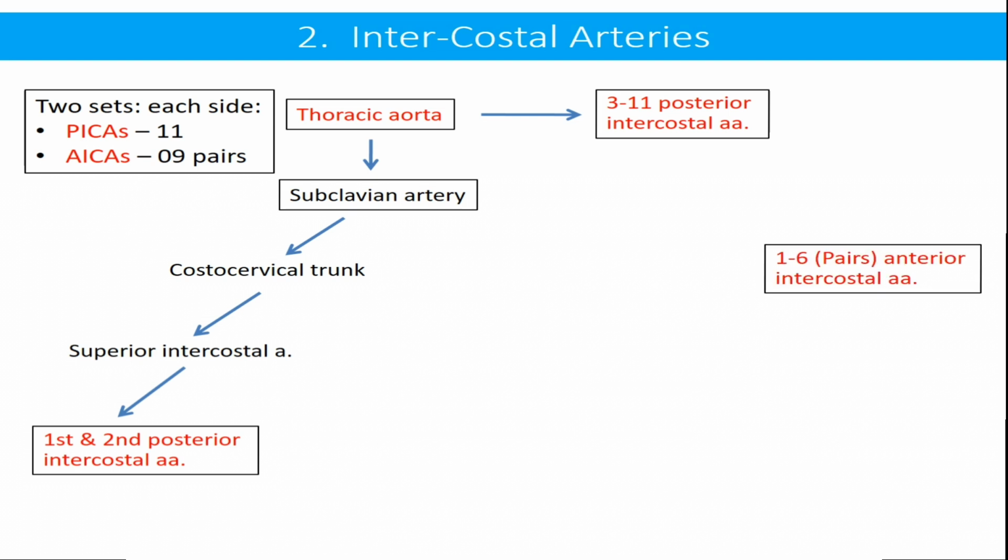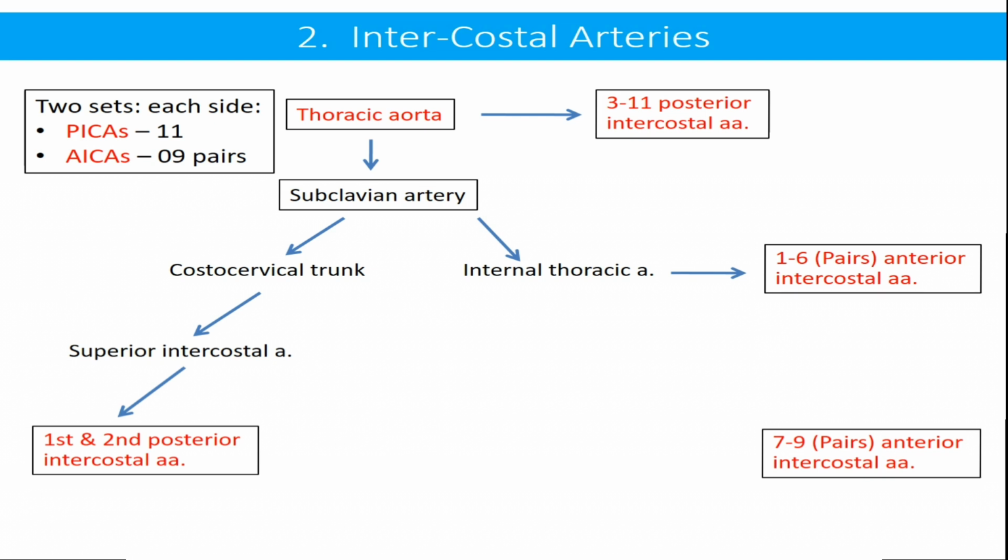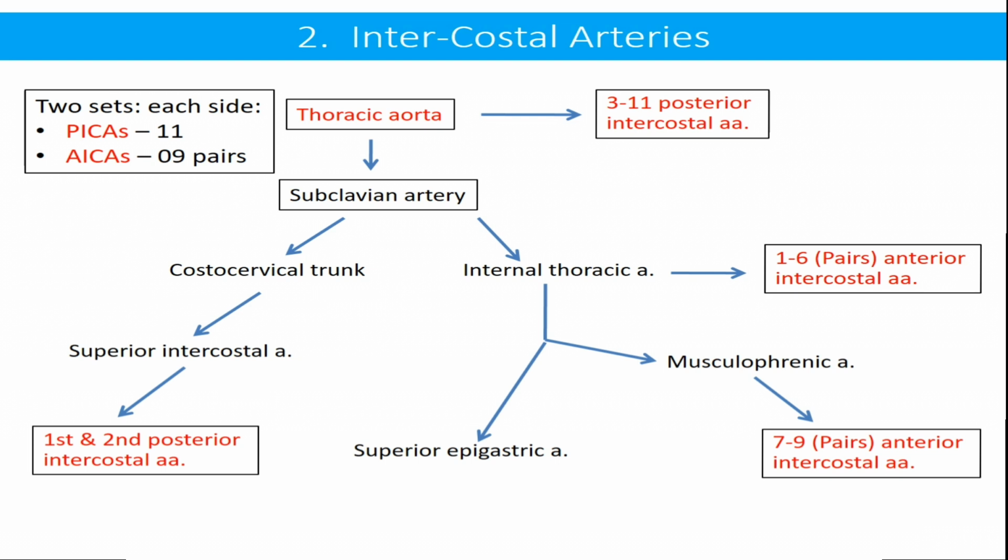As regards the origin of anterior intercostal arteries, first 6 pairs originate from the internal thoracic artery, a branch of subclavian artery. Lower 7 to 9 pairs of anterior intercostal arteries originate from musculophrenic artery, a terminal branch of internal thoracic artery.